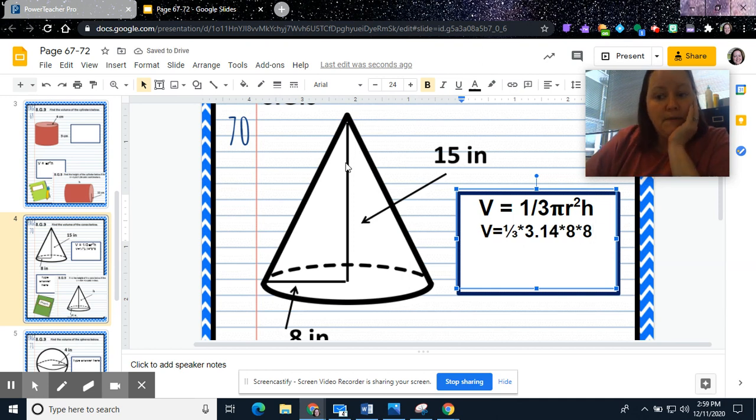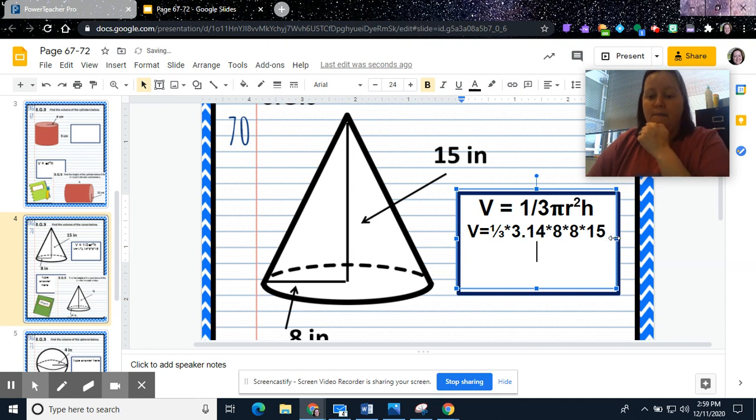And then the height, you have to be really careful with the cone because sometimes they'll give you the slant height to try to trick you. But for it to actually be the height, it has to be 90 degrees with the radius. So it's going to be the one that's straight up and down. So in this case, that's 15.